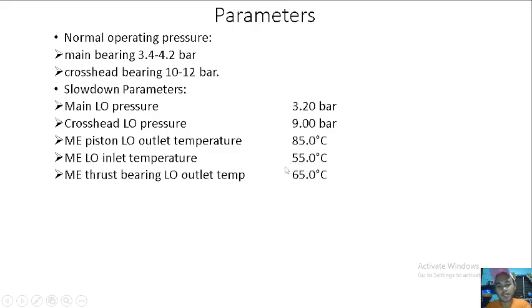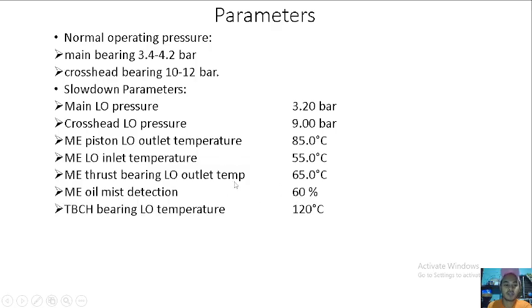For the thrust bearing, if the temperature reaches 65 degrees Celsius, outlet temperature, thrust bearing outlet, the engine will slow down. And then for oil mist detection, up to 60%. If the oil mist inside the crankcase goes to 60% high, then there will be slowdown.